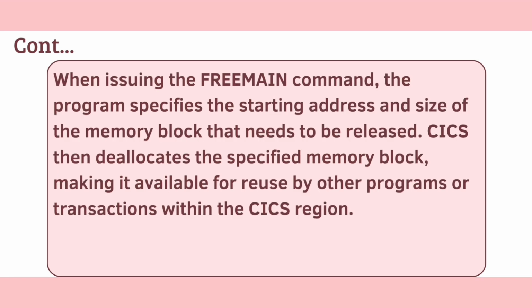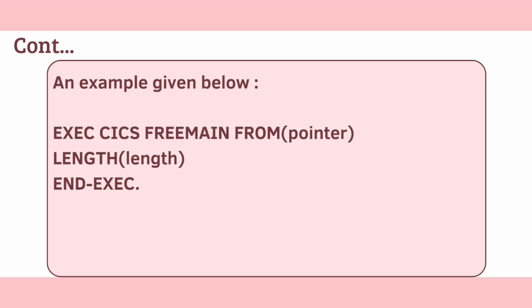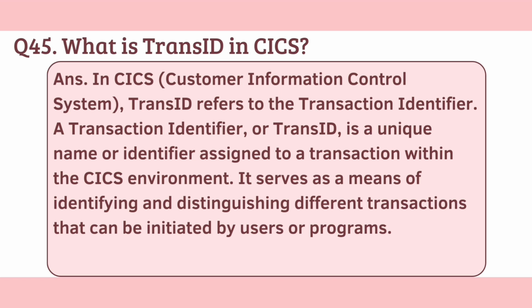Now, when issuing the Freemain command, the program specifies the starting address and size of the memory block that needs to be released. Kicks then deallocates the specified memory block, making it available for reuse by other programs or transactions within the Kicks region. So for Freemain also, I have given an example here. Please go through it.